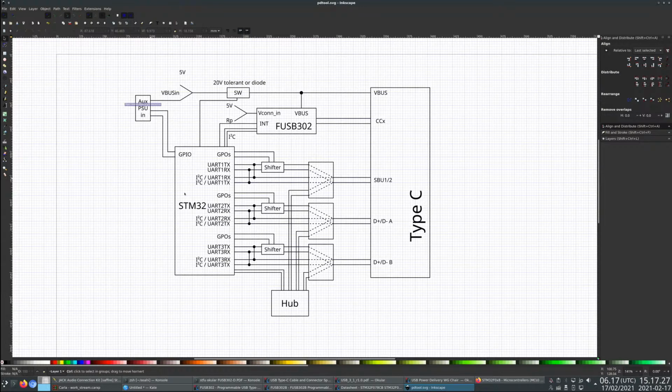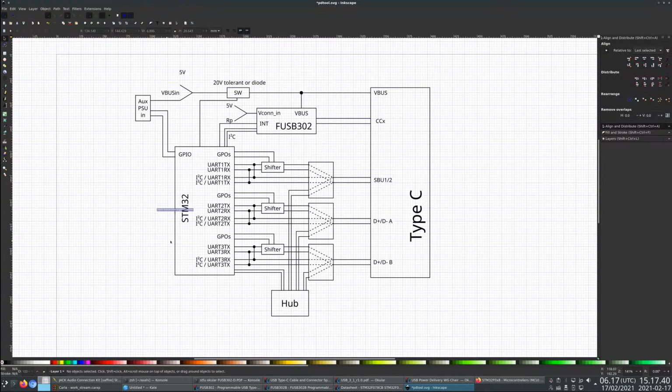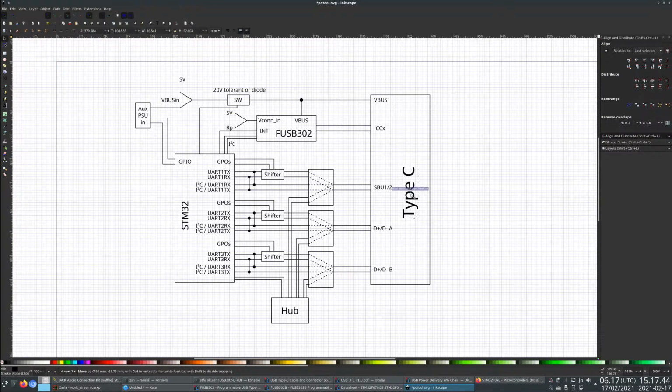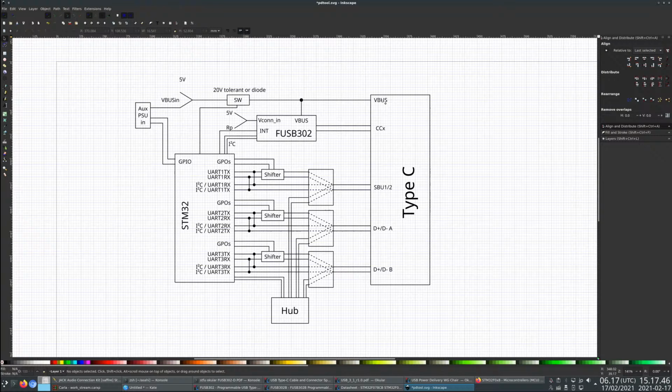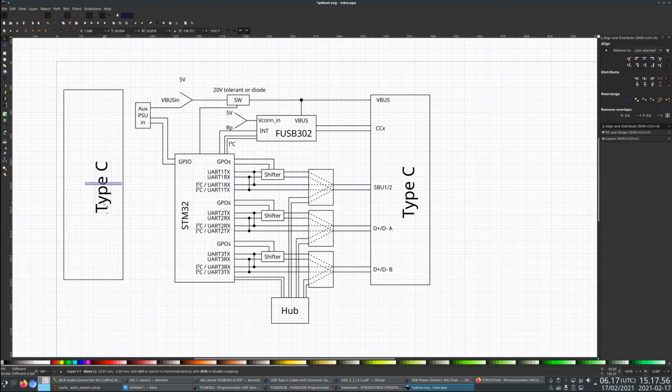For recovery, for triggering DFU mode, there probably is some boot mode thingy. I need to look at that. That's something to investigate. And then let me just finish drawing this out. So we got VBus, CC, SBU, D plus, D minus, grounds are all implied. And finally, we need another Type-C on the other end, which I'm going to draw smaller because we don't need the whole thing.